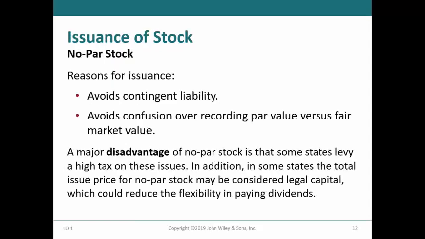As we mentioned previously, some companies may choose to issue no par stock in order to avoid the contingent liability that can result if the shares are issued for less than par, but also to avoid any confusion that the par value of the shares is equal to their fair market value. Although it seems that issuing no par value stock would be best, there are disadvantages to issuing no par stock. One is that states may levy a high tax on the no par stock, or they may consider the entire amount paid for the shares as legal capital that is not available for issuing dividends.